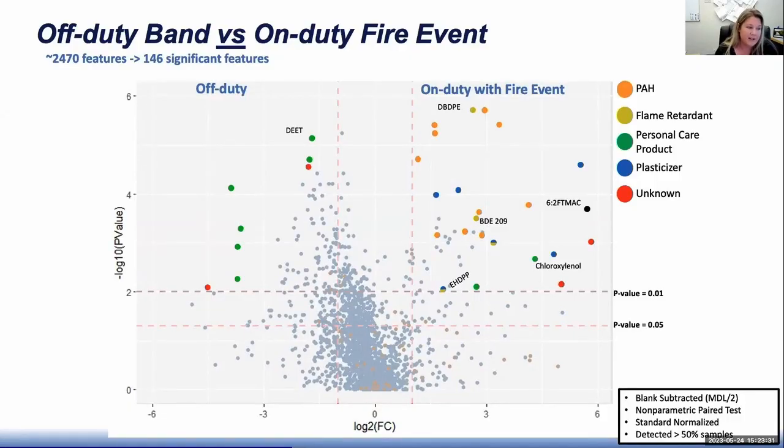We also identified 6,2-FTMAC. That's actually a PFAS compound that is known to be present in firefighter turnout gear. BD209, which is a flame retardant. And then some of the chemicals that were identified on the left were more of the personal care products. So again, suggesting more use of personal care products at home versus on duty. But again, hopefully you can see that this provides us an ability to look at these exposure fingerprints or exposure profiles and how they differ, depending in this case on what the firefighter was doing at the time.